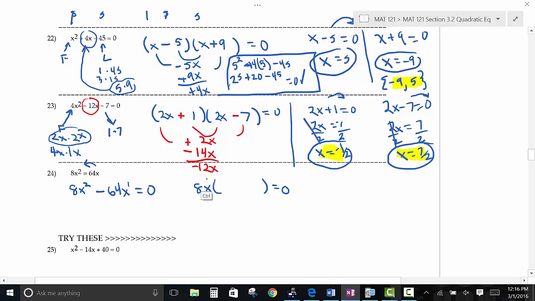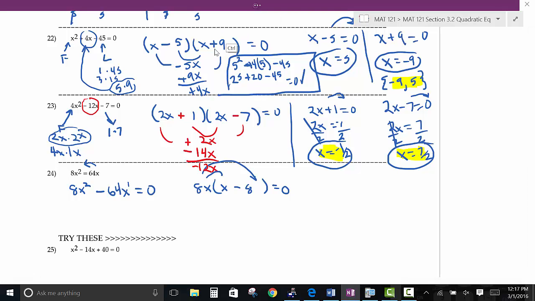Now you can kind of complete this in your head. What do you multiply 8x by to get 8x squared? Multiply it by x. What do you multiply 8x by to get 64x? By 8. There you go. Okay, like that. Now, we're going to do exactly the same thing.